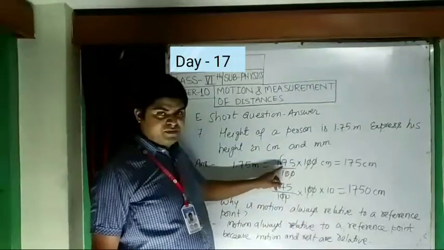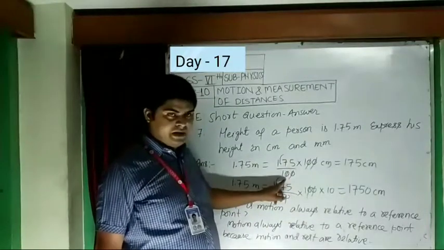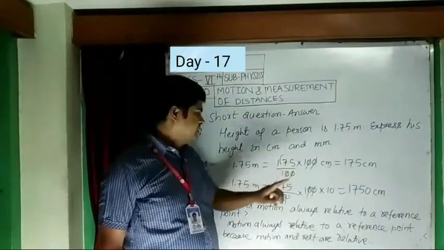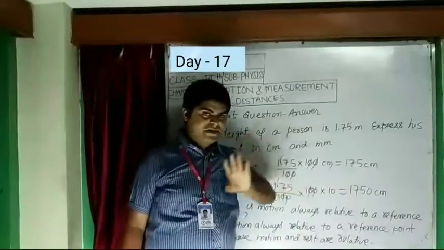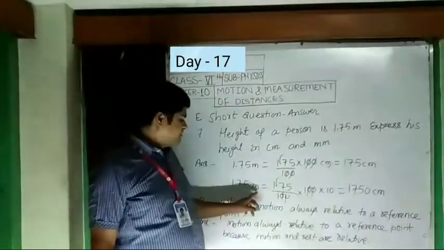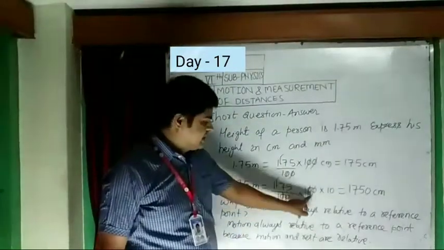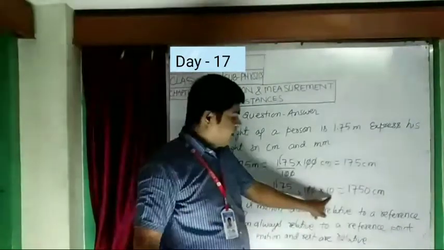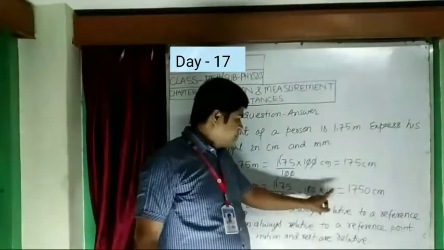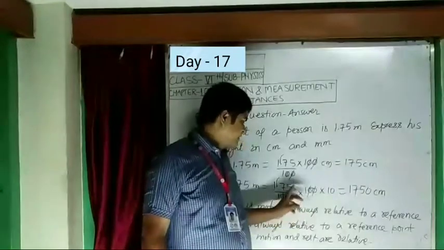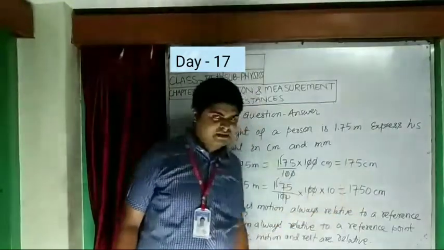Now remove the decimal and cancel out the two zeros of 100, then the answer is 175 centimeter. Now 1.75 meter you will convert in centimeter, and after that to millimeter. 10 millimeter is equal to 1 centimeter, so you will multiply by 10. So the answer is 1750 millimeter.